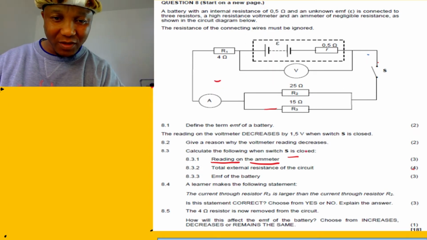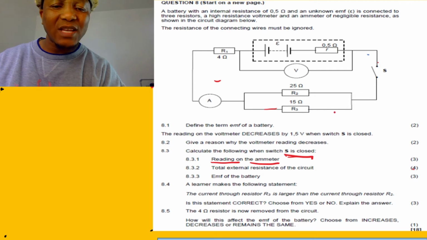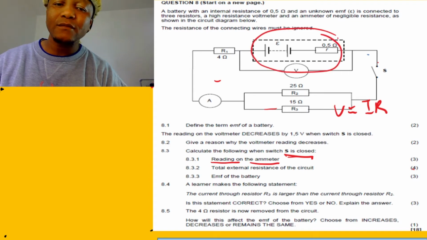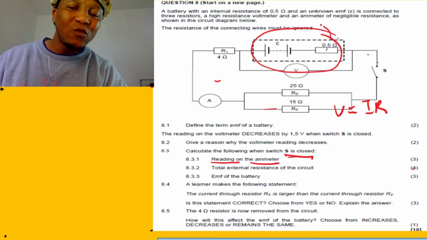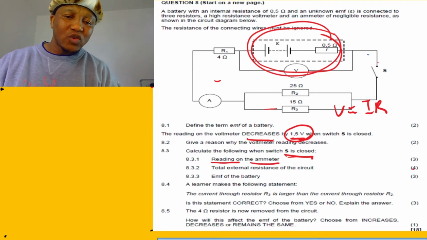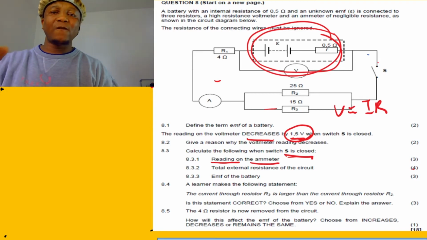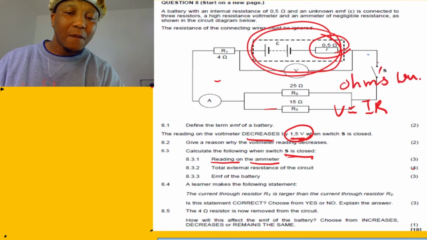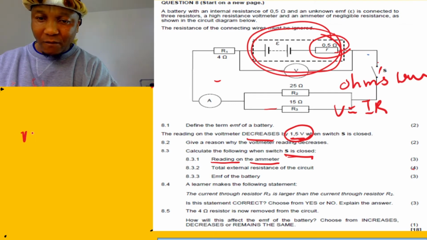They say when it's closed, this switch is closed. So we're going to say V equals I R. But let me deal with this one. If I deal with this, remember they say here there's going to be a decrease in voltage, because of the effect of this internal resistance. So now, from Ohm's law, I'm going to say V equals I R.